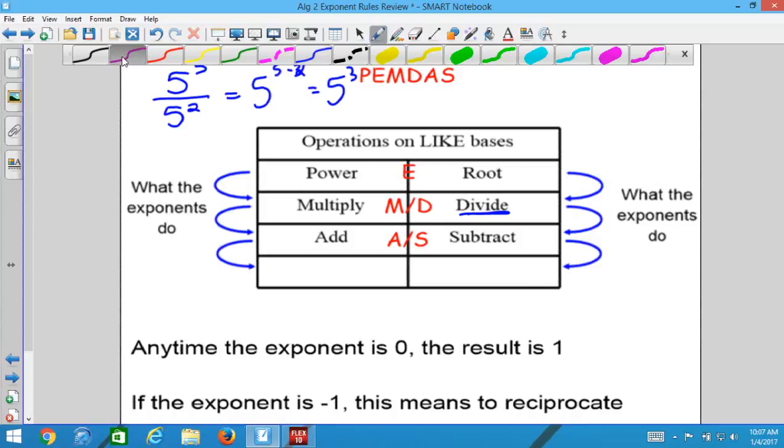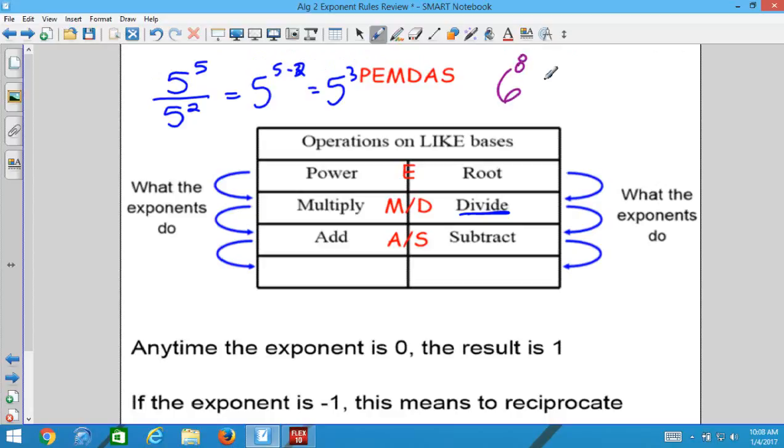If I did something like 6 to the 8 multiplied by 6 to the 2nd, what are my bases? 6. Those are my like bases. And what am I doing to the bases? So we're going to look here. You will add the exponents. You will keep the same base, but you'll add the exponents. 6 to the 10th. And I don't know what that is, so I would type that in my calculator, some big long number, okay?